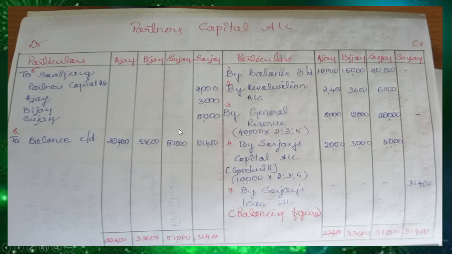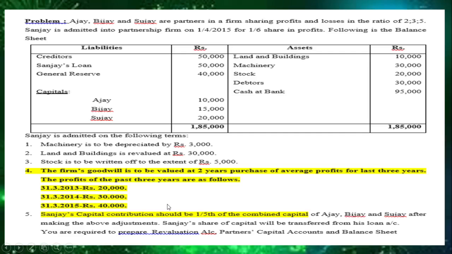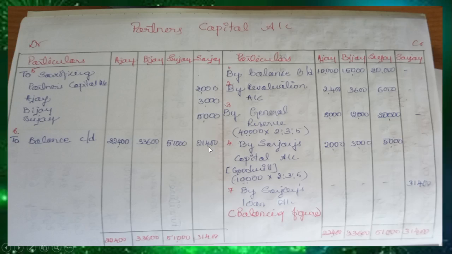That means the capital balance after making these adjustments. So, we need to find out the combined capital. It is 22,400 plus 33,600 plus 51,000. That is 1,07,000, the combined capital of all partners. So, Sanjay's capital equals 1/5 of the combined capital. So 1,07,000 into 1 by 5, that is 21,400. So here we are going to write in the partners' capital account the balance carried down, 21,400 in the case of Sanjay. So now we need to close Sanjay's capital account.